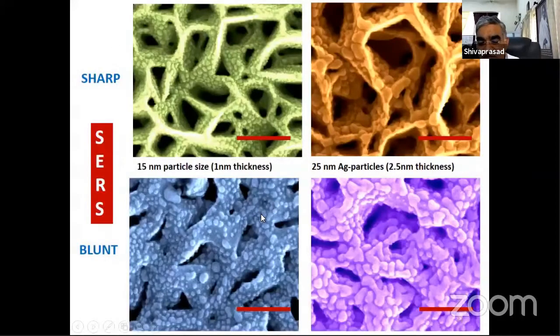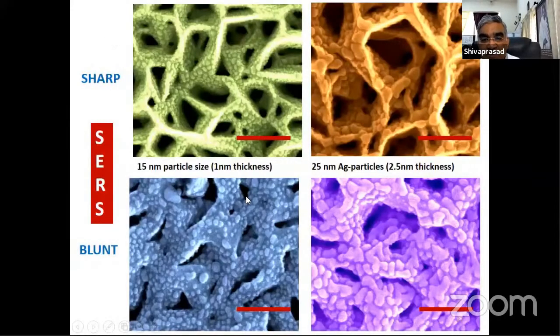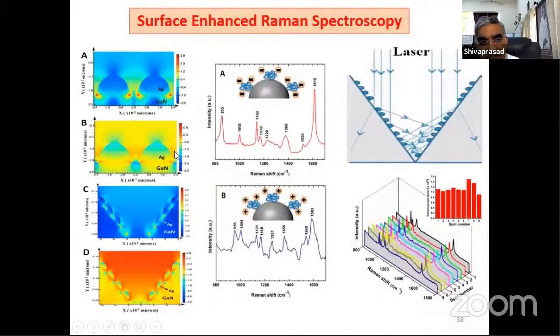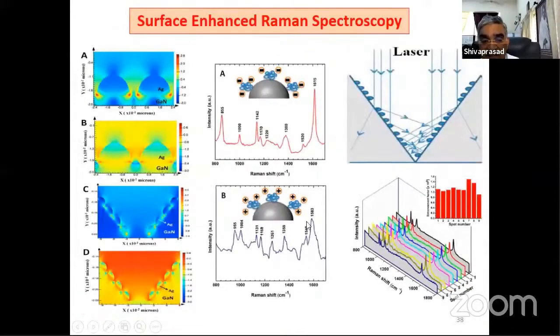And then we use this material to actually excite electrons by putting silver nanoparticles on them. This is called surface enhanced Raman spectroscopy. We put silver particles and again did FDTD calculations to show that you can actually enhance the light. And you can see here, you can actually get a fingerprint of molecules with Raman spectroscopy. This is fantastic. When you put organic molecules on the material, you can actually find out their characteristics.